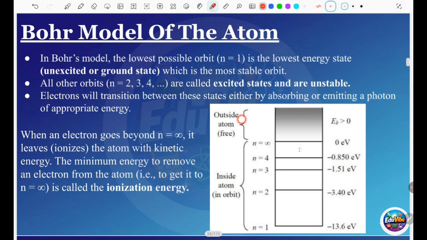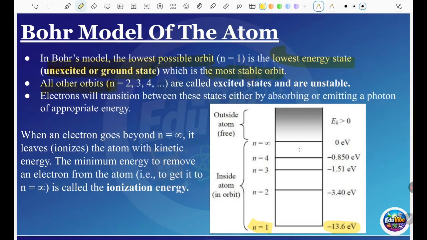So that's the levels we can discuss. The first level is n equals 1, then n equals 2, 3, 4, 5, and infinity. These all have some energy in eV. The Bohr model's lowest possible orbit is n equals 1. This is the lowest energy level state of the Bohr model. This state is also known as the unexcited or ground state, and it is the most stable orbit. This orbit always has this same energy.